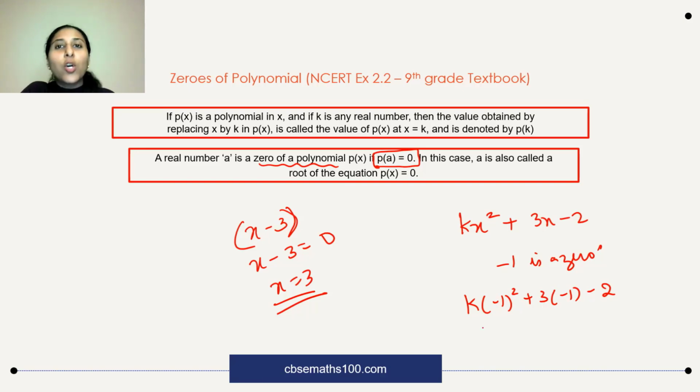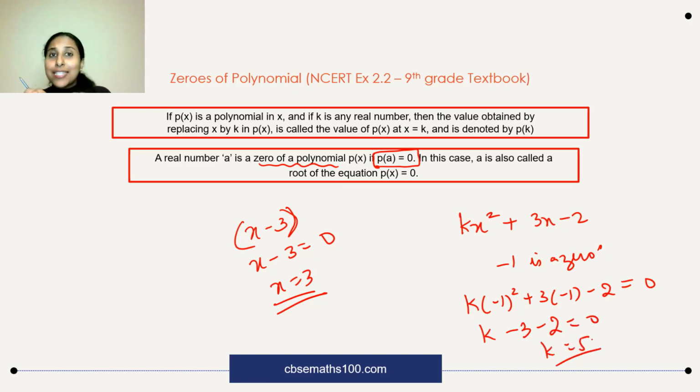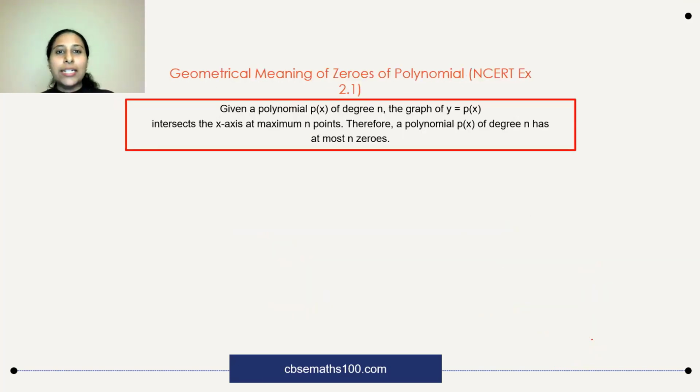Once you do this, equate this to 0, then you will get k minus 3 minus 2 is 0, or k is equal to 5. So this type of question where you have to find an unknown value when a 0 is given is quite important. When a 0 is given, substitute that value wherever x comes in the polynomial, equate the complete expression to 0. This answer you get as 5 in this case for the value of k. All right. Next thing in polynomials, geometrical meaning of zeros of a polynomial.